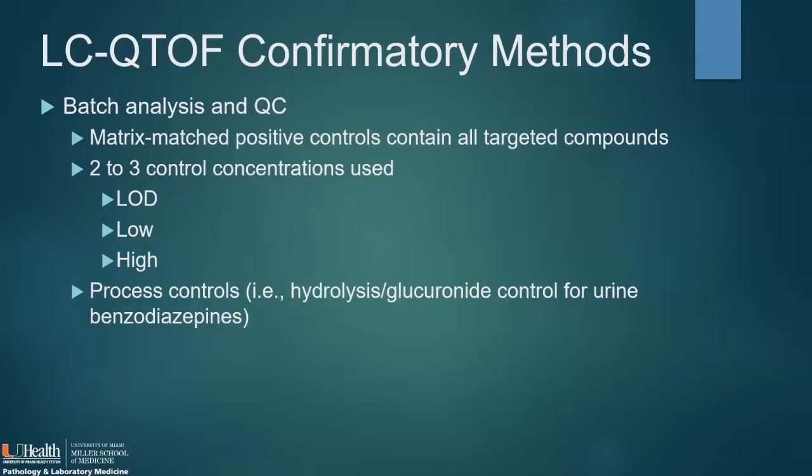And we do use a process control for one of these confirmatory methods. We do a hydrolysis in our urine benzodiazepines method. So we do have a glucuronide control for that so that we can ensure that the hydrolysis was successful.